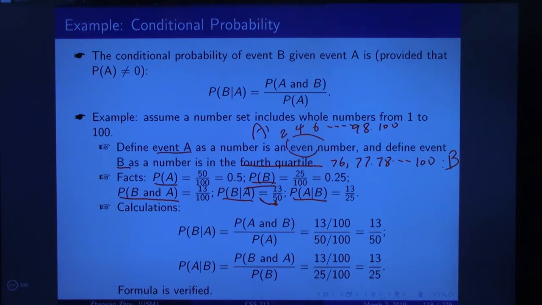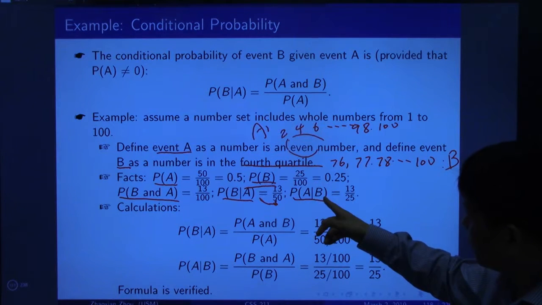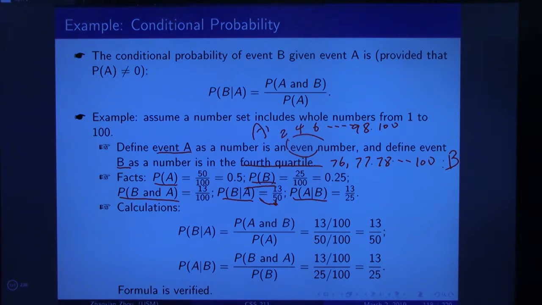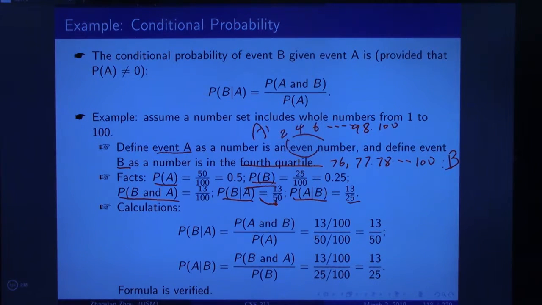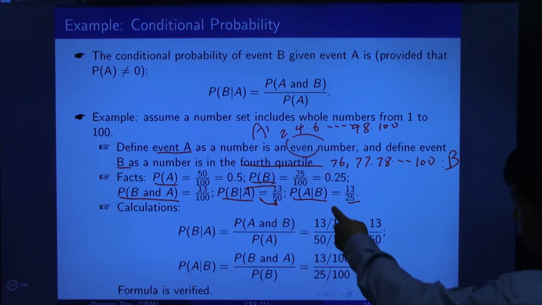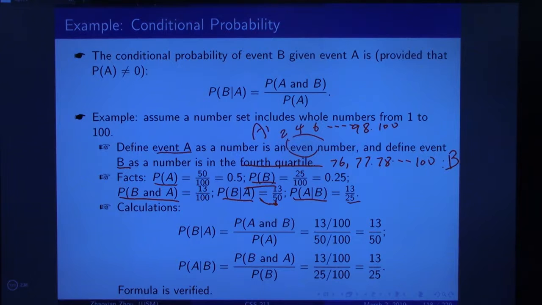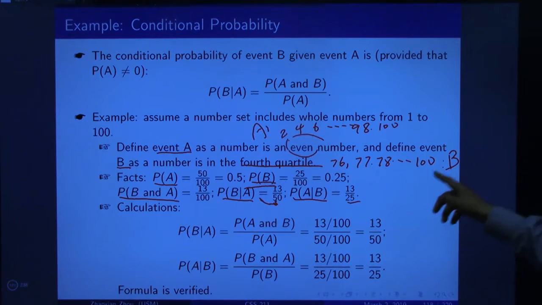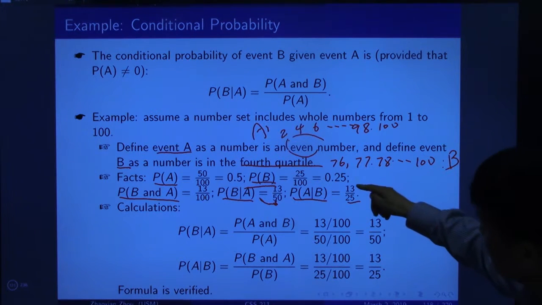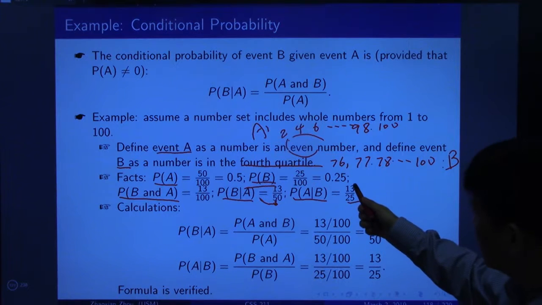Okay? Now the next one is: what is the probability of A on the condition of B? So the condition is B. That means first, the number must be from B. B means it's in the fourth quartile. So we have only 25 possibilities: 76, 77, 78, all the way to 100. If the number already satisfies this B, then it can only be these 25 possibilities. Now, what is the probability that it is A? That means it is an even number. So here, 76, 78, 80, 82, and all the way to 100. Again, that has only 13 possibilities. So this probability will be equal to 13 over 25.